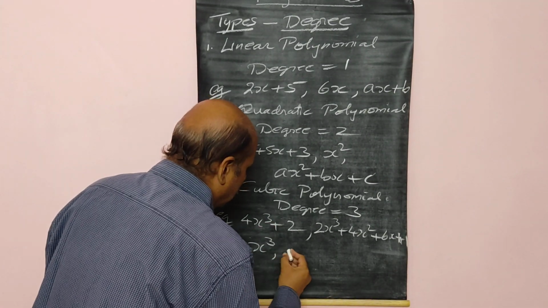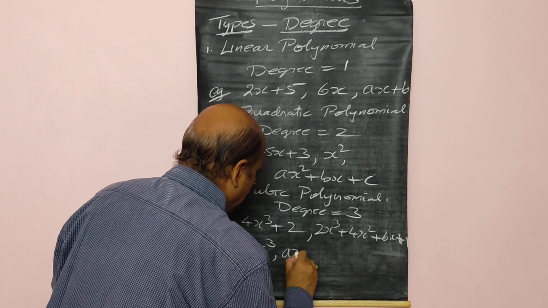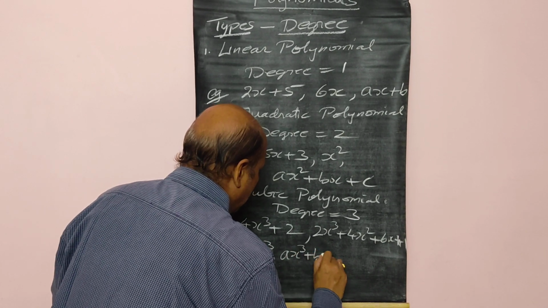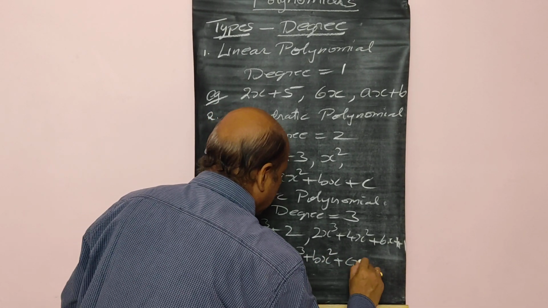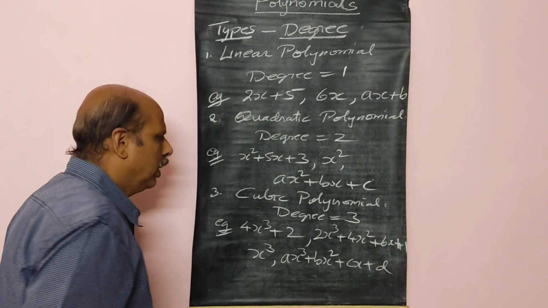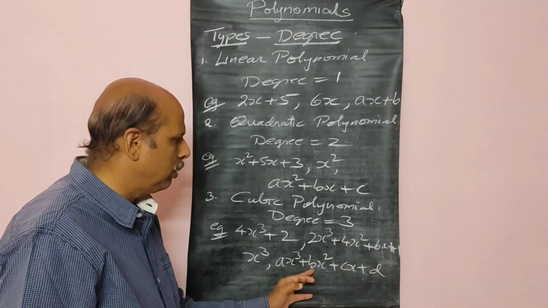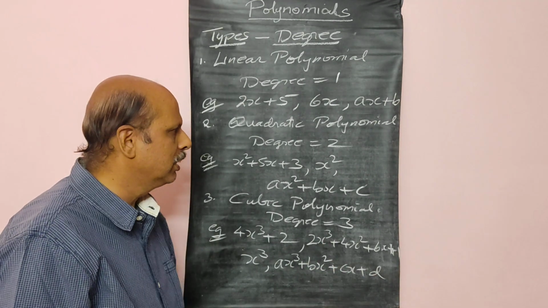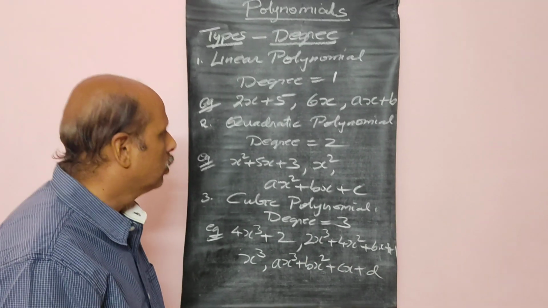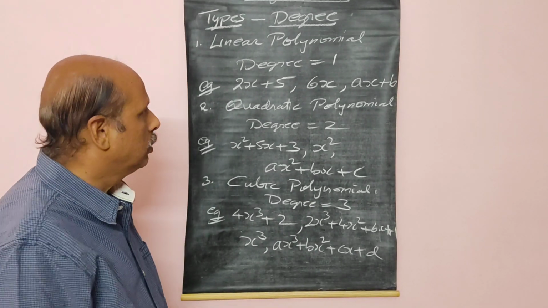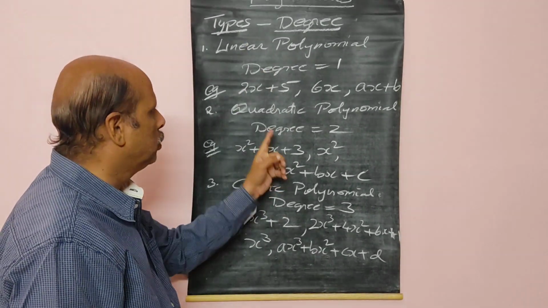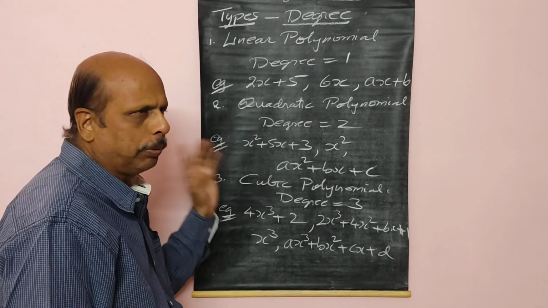The general form of a cubic polynomial is ax raised to 3 plus bx raised to 2 plus cx plus d. The general form of a cubic polynomial is given by ax raised to 3 plus bx square plus cx plus d. So degree 1 linear, degree 2 quadratic, degree 3 cubic.